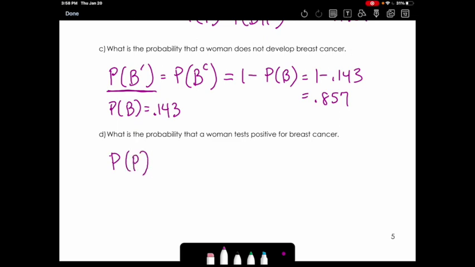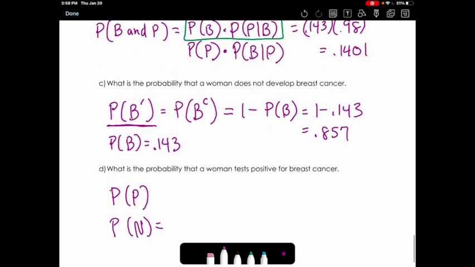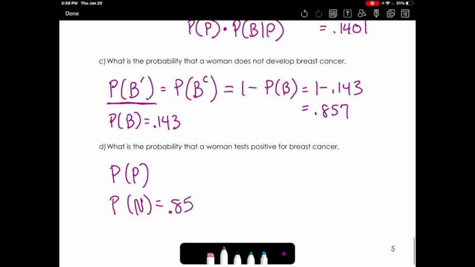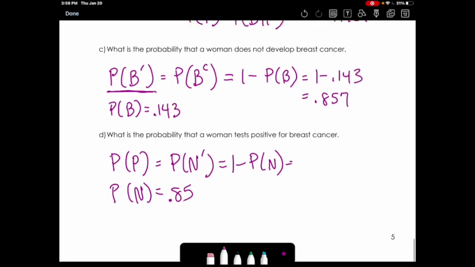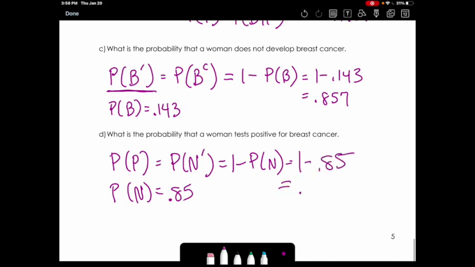Okay, part D, what is the probability that a woman tests positive for breast cancer? So we're trying to find the probability. We know that the probability of someone testing negative was 0.85. If they test positive, then that's the same thing as the complement of testing negative. So we're just going to take 1 minus the probability of testing negative, which would be 1 minus 0.85, and we would get 0.15.